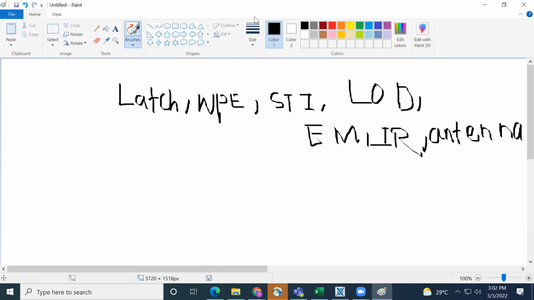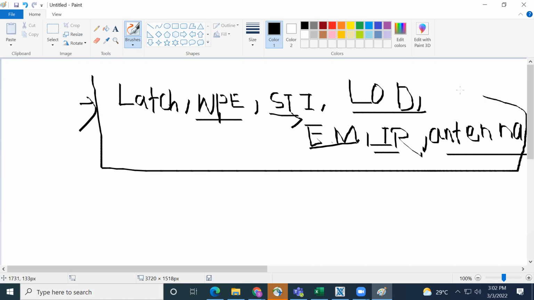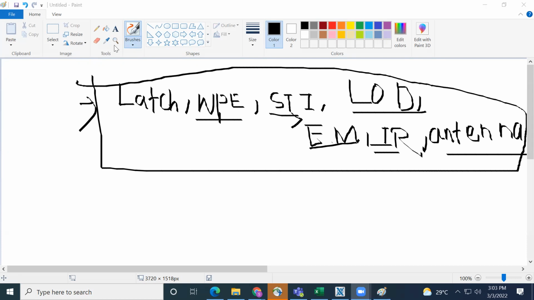Okay, I'm just revising. Latch up, oil proximity effect, shallow trench isolation, length of diffusion, EM, electromigration, IR drop, antenna effect. So these topics are the common questions any interview will ask. So this is a new view only, except for Raya or people who are new, Ajay, Ashok, Lemba.